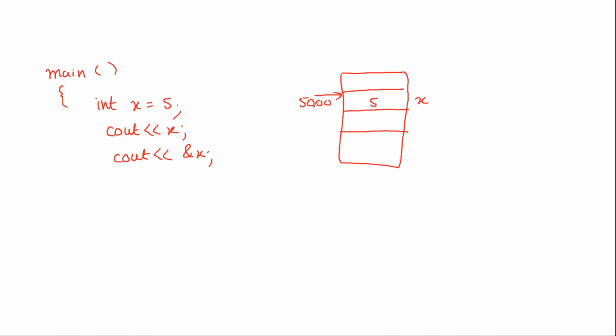If I know it is at 5,000, then I don't care. Okay, well, what can I do with this 5,000? Simply printing an address is not something very helpful to us in programming. We should be able to do much more than simply printing with cout.